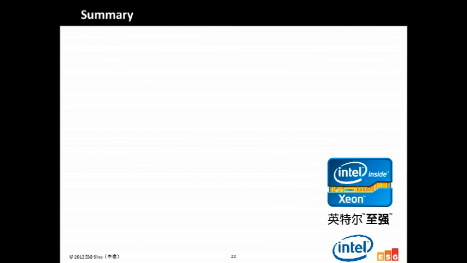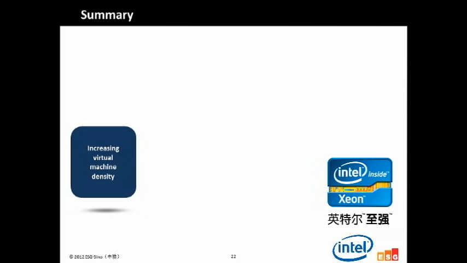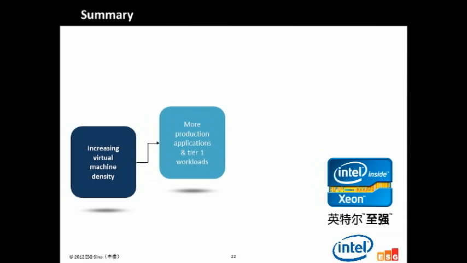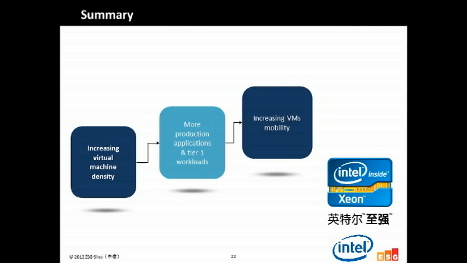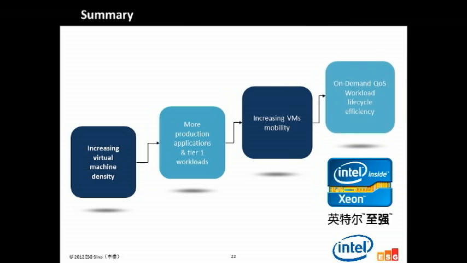During server virtualization evolution, server virtualization maturity is increasing, which includes increasing VM density. There will be more production application and Tier 1 workload in virtual environment, and increasing VM mobility for higher availability and business continuity. In addition, on-demand QoS and dynamic resource allocation are fundamental for enterprises to change from managing IT infrastructure to managing IT services. In addition, workload life cycle efficiency is critical to manage more with less.